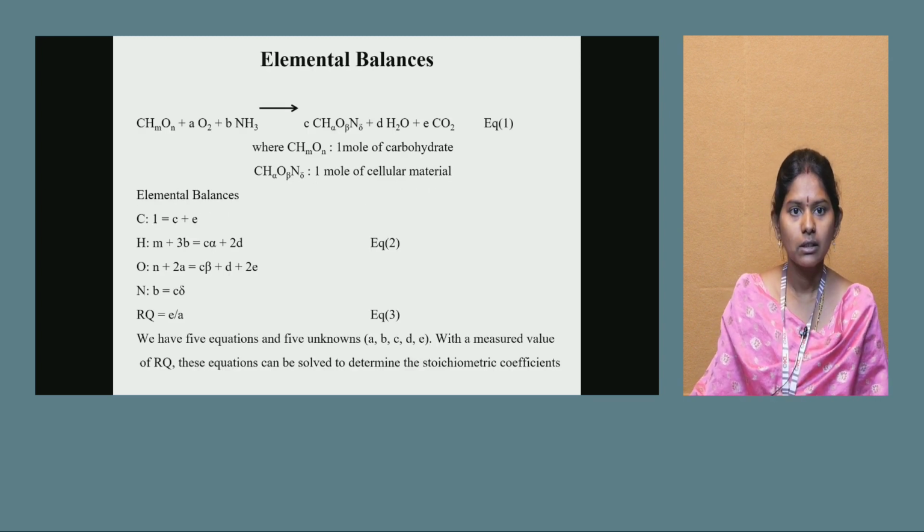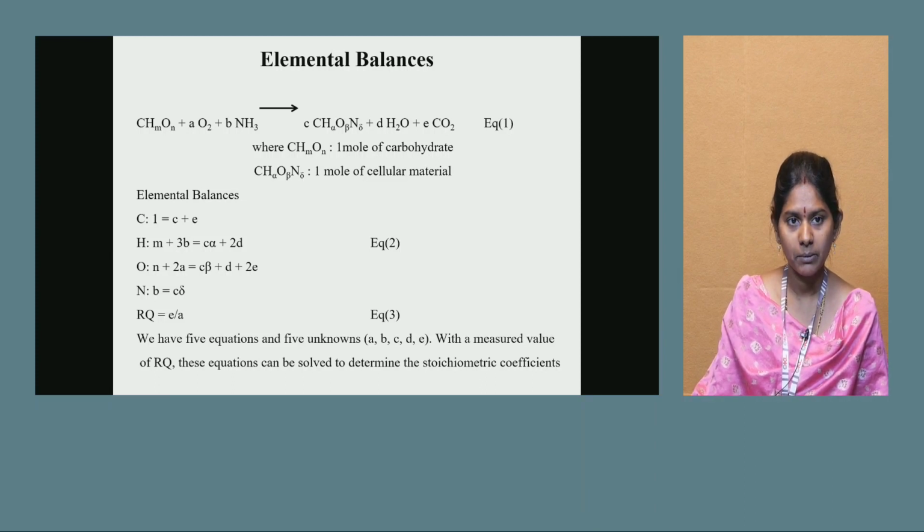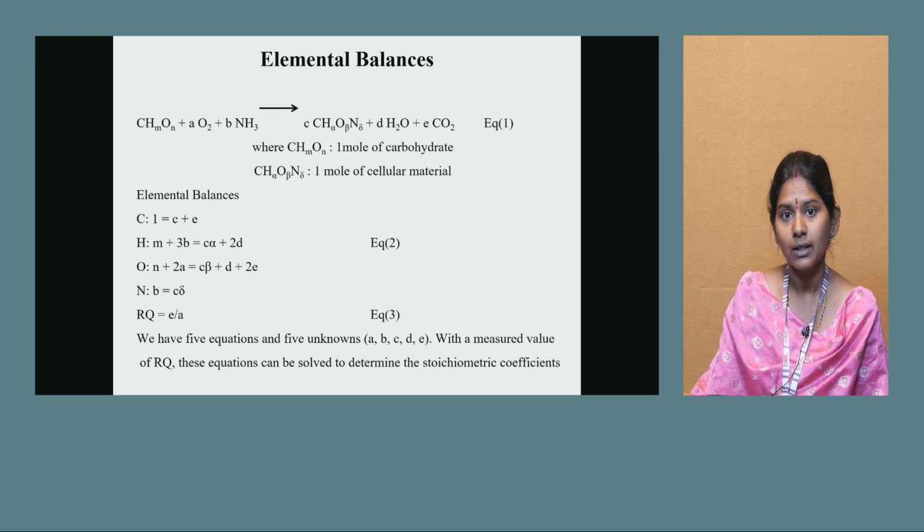Hence, to overcome this, consider a normal elemental balance, that is, if there is a carbon source in the presence of oxygen and a nitrogen source, it will be broken down into biomass, water and carbon dioxide. So this is the elemental balance.